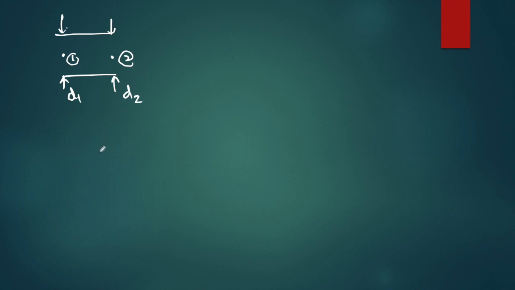Now, as we can see here, diameter 1 and diameter 2 are the same. Therefore, area 1 is the same as area 2. So if we plug in the values for velocity 1 and 2, we will get a zero value if we rearrange the Bernoulli's equation. Why? Because u1 and u2 have the same value.